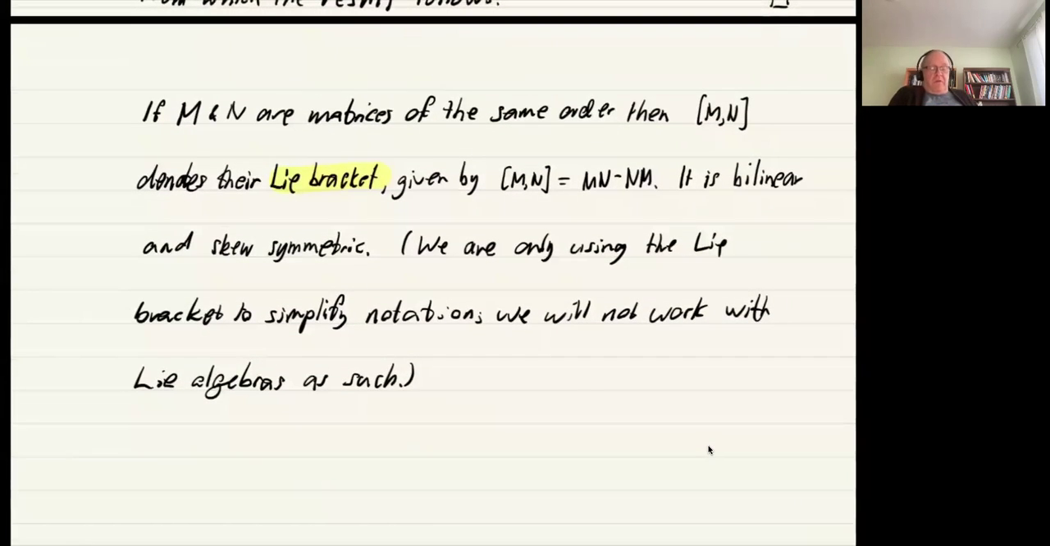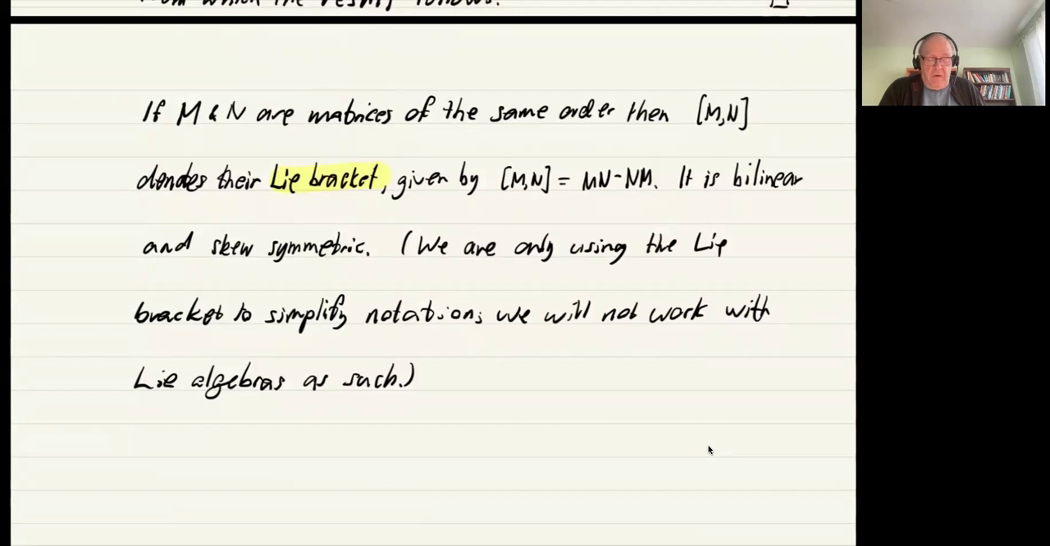Now, to present some of the results, I'm going to use bracket notation. This is not the Dirac bracket notation that physicists love. This is the Lie bracket, and so it's a Lie product. Think of it as a product of two matrices. It can be a bit more general.